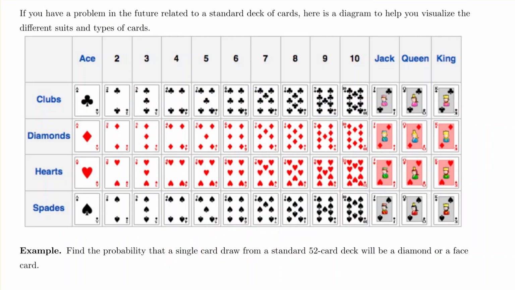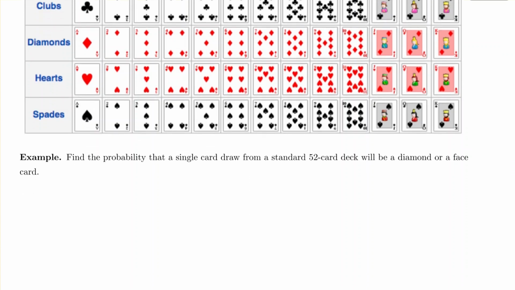Let's look at an example using a standard deck of cards. Here's a diagram to help you visualize different suits and types of cards. So we have Ace, 2, 3, 4, 5, 6, 7, 8, 9, 10, Jack, Queen, King, and the different suits: clubs, diamonds, hearts, and spades. So a total of 52 cards.